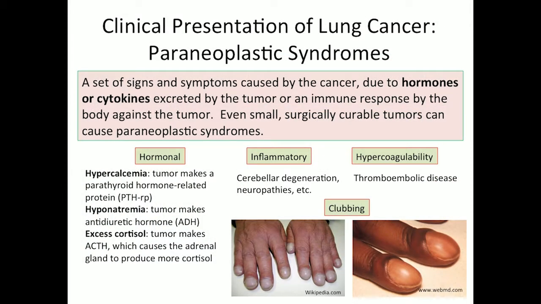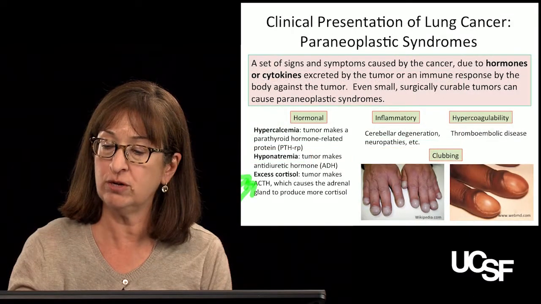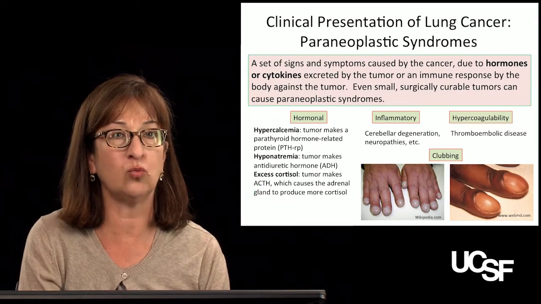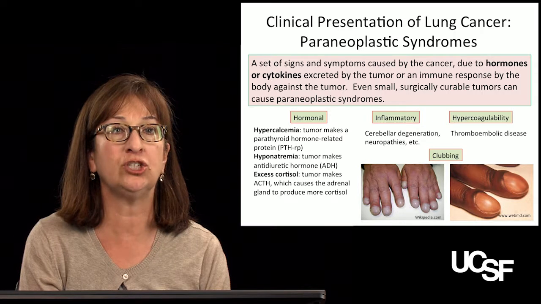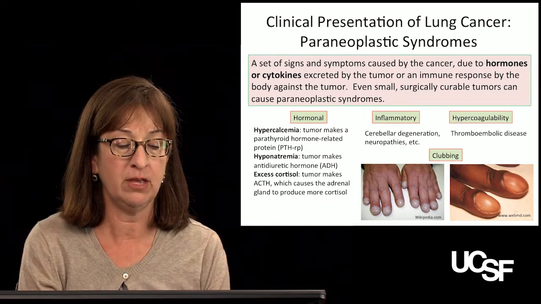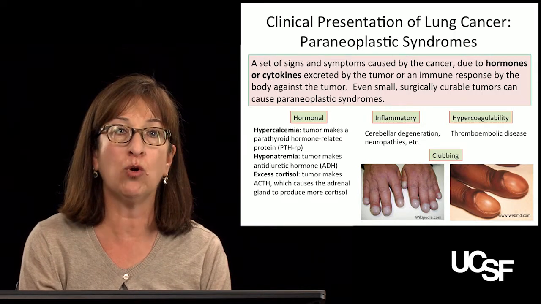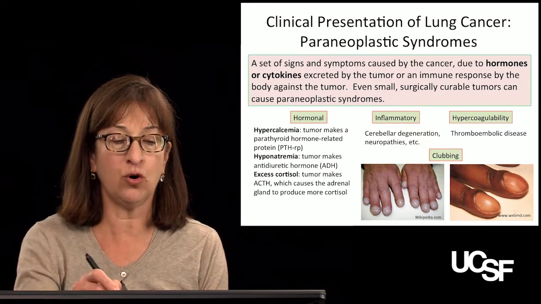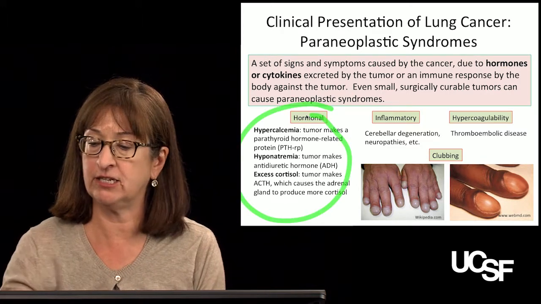Now, another paraneoplastic syndrome is where a tumor either makes excess cortisol or the tumor makes excess ACTH, which causes the adrenals to produce excess cortisol. Now, you'll learn about the properties of cortisol later, but it essentially causes weight gain, can make the serum glucose go up, can make patients weak and more prone to infection.